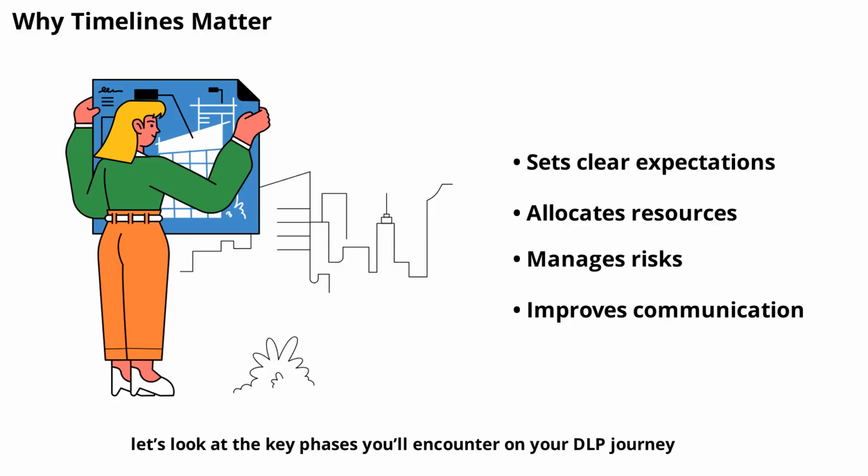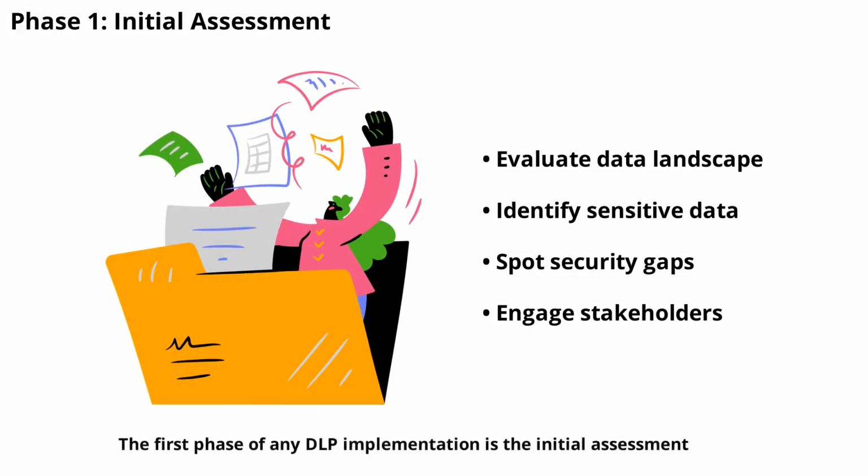Now, let's look at the key phases you'll encounter on your DLP journey. The first phase of any DLP implementation is the initial assessment. This is where you evaluate your current data landscape, identify sensitive information, and understand existing security gaps. Typically, this phase takes about 2 to 4 weeks, depending on the size and complexity of your organization.